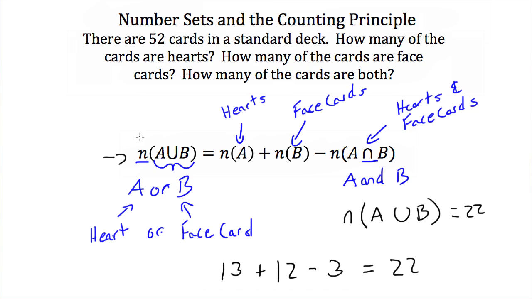This is a popular way to write our formula. So recognize what this union and this intersection and the difference of what these two things mean. One is or and one is and.